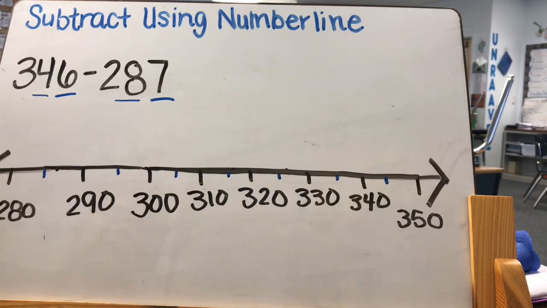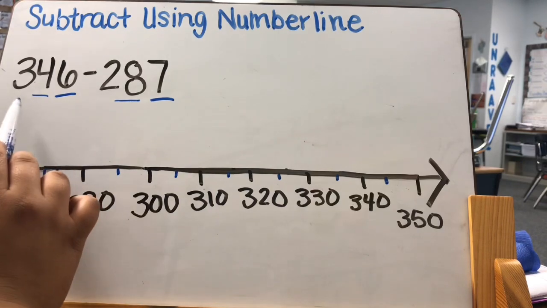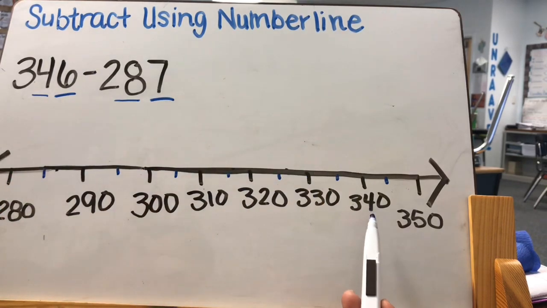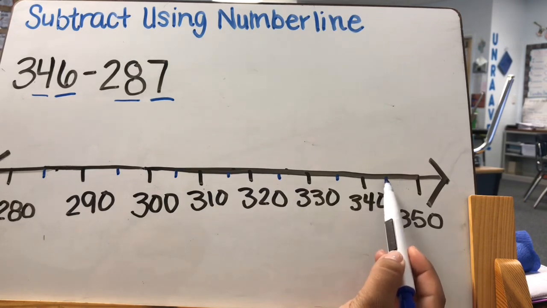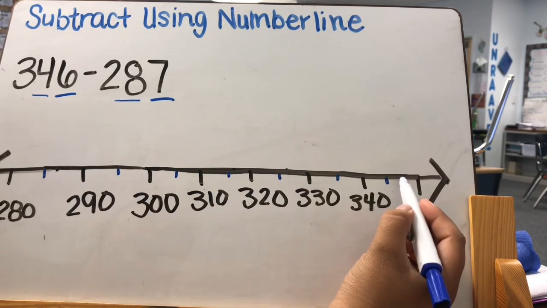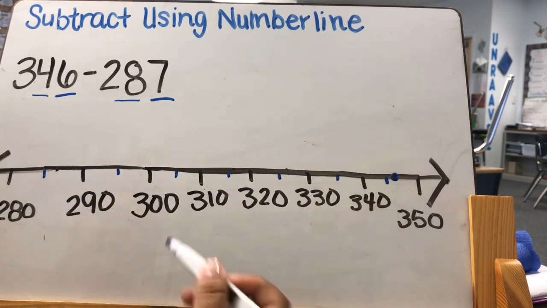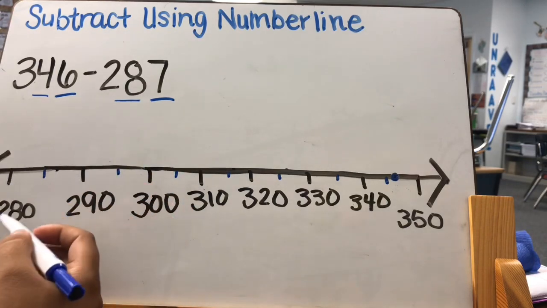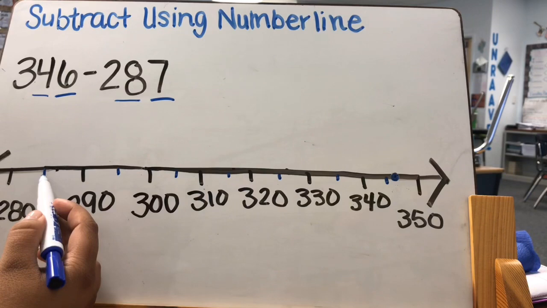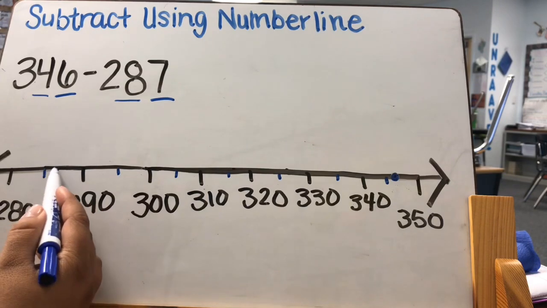So the first thing we're going to do is plot about where we can find these two original numbers that we have. So when we move forward, I can see 346. I find my 340. I know that this middle number is 345, so I'm going to plot 346 about right here. My other number is 287. I know that this number in between is 285, so I'm going to plot a little further down to represent 287.